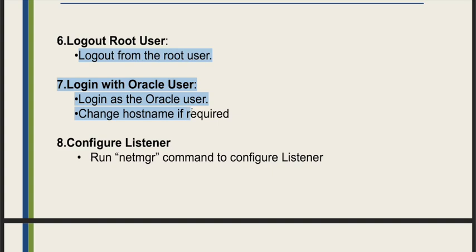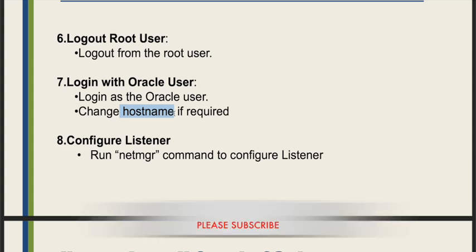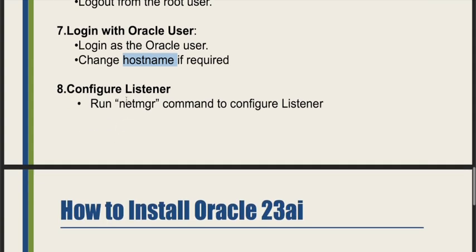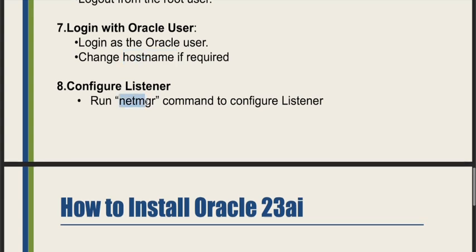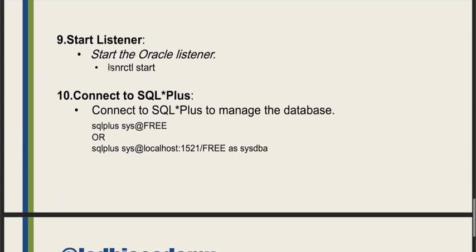These steps are not required, but if you want to use the Oracle user as the main user, then you need to do these steps. Log in as Oracle user. If you have not yet changed the host name, you can change it now. It's better to change before installation, but if you forget, you can change it even here. It's no issue. Also, it is a Linux topic, so I didn't mention the command here. It's very simple though. So now you can configure the Oracle listener. For that you can use the netmgr command to configure the listener, and then start the listener with this command.